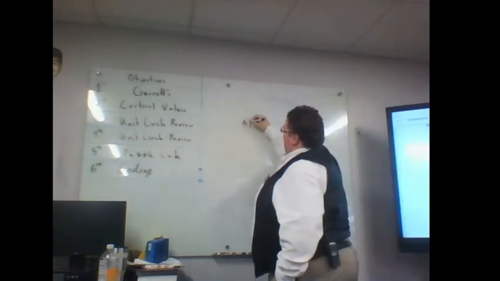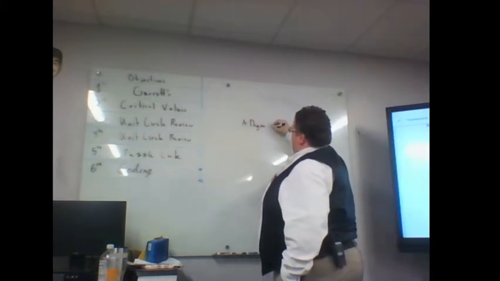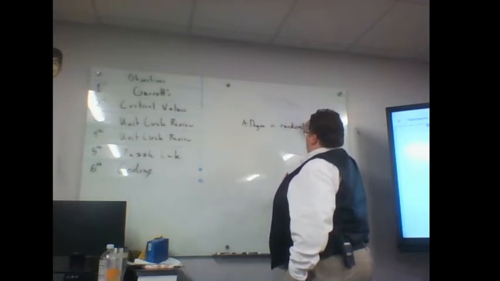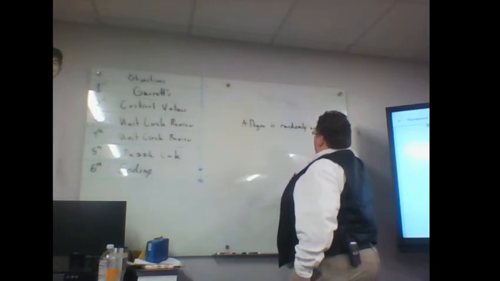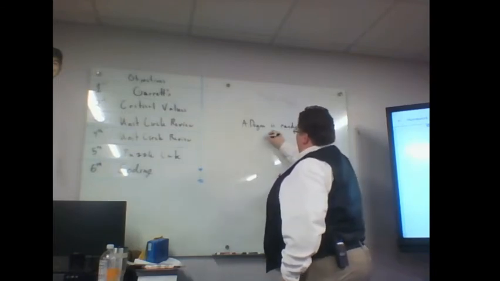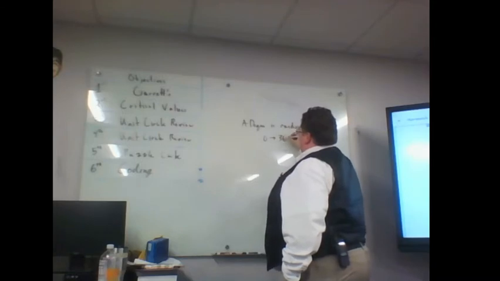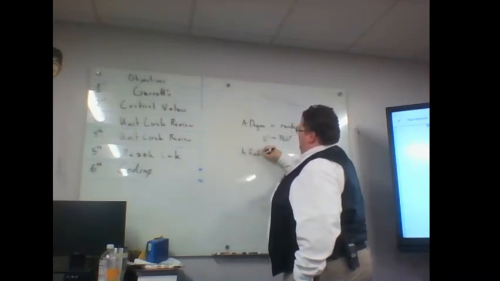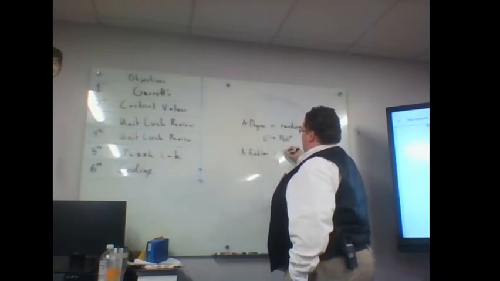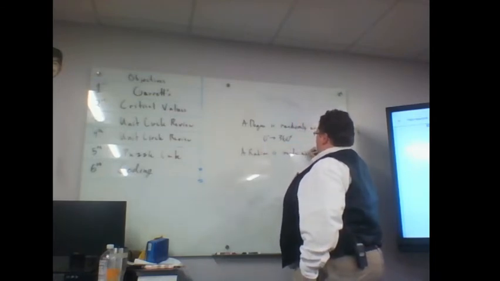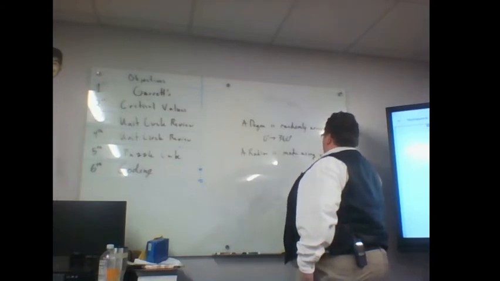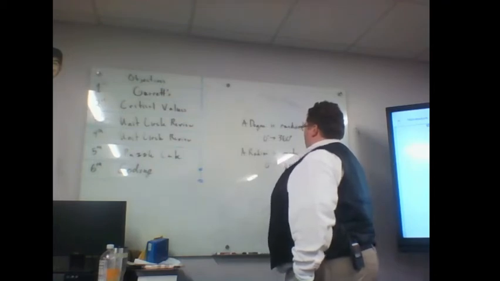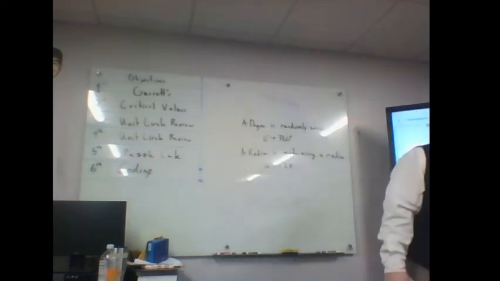A degree is randomly assigned, 0 to 360. A radian is made using a radius, from 0 to 2 pi. That'd be my answer. What have I done?